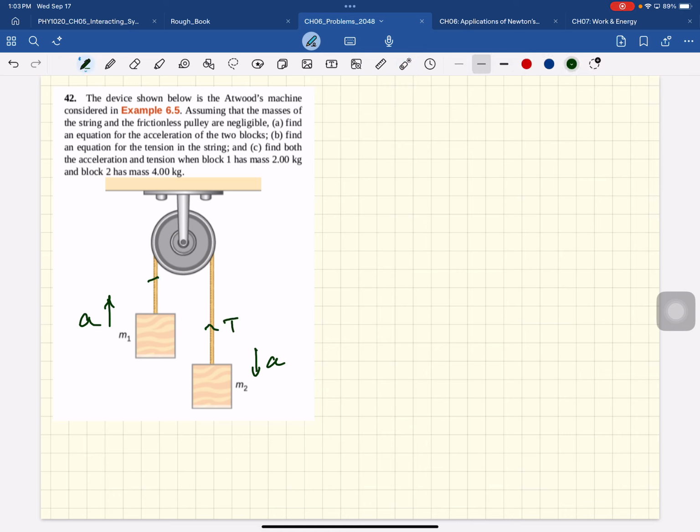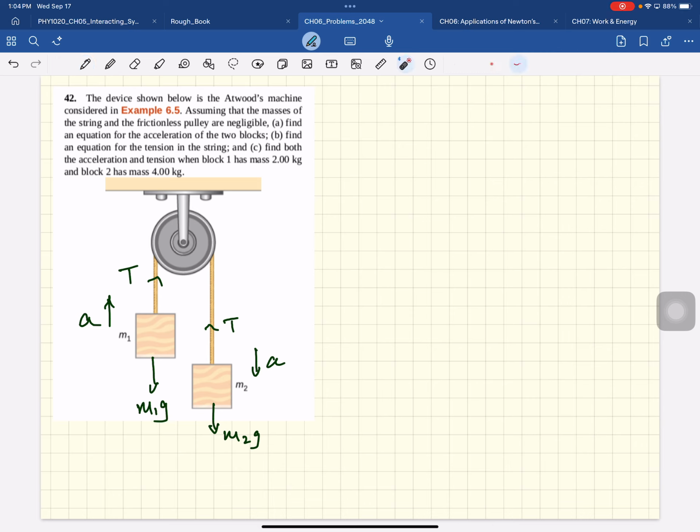The magnitude of the tension in the cable is the same. If this was a massive pulley, then the tensions would be different. It would have to be T1 and T2. All right, so this is M2G, and M1G.